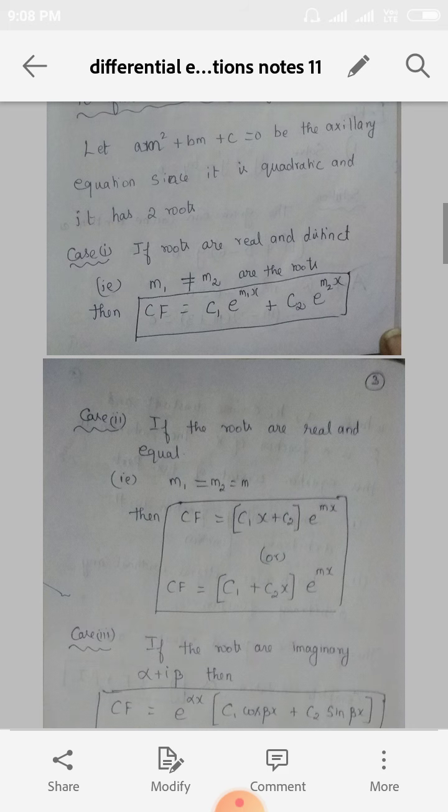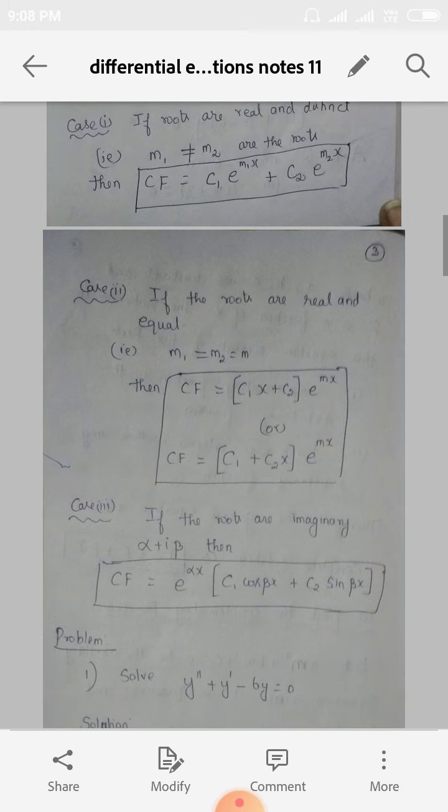Case 1: suppose the roots are real and distinct, that is, the two roots are not equal, m1 is not equal to m2. Then the complementary function can be written as c1 e power m1x plus c2 e power m2x. This is the first case, when the roots are real and distinct.